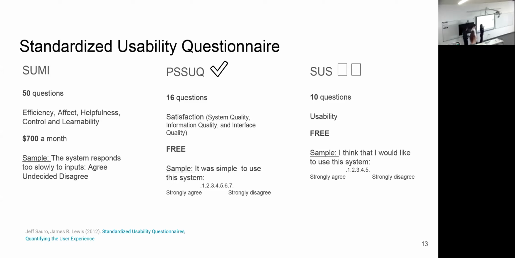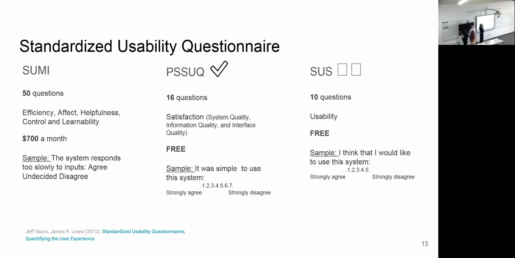And the last one is the most popular, SUS. It consists of 10 questions. It tests the usability, just common usability. It is free, and a sample question is, "I think that I would like to use this system." And the answers are from 1 to 5, from strongly agree to strongly disagree.